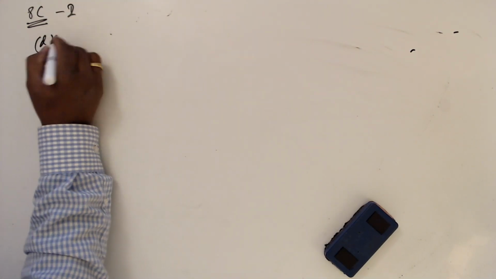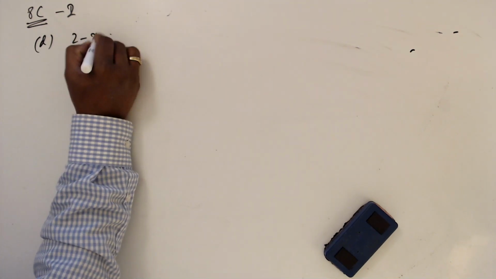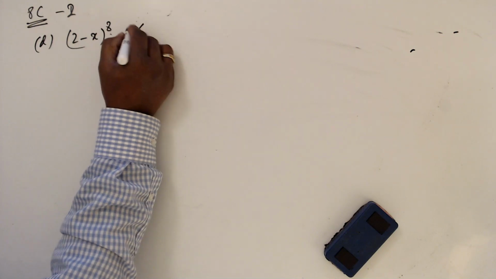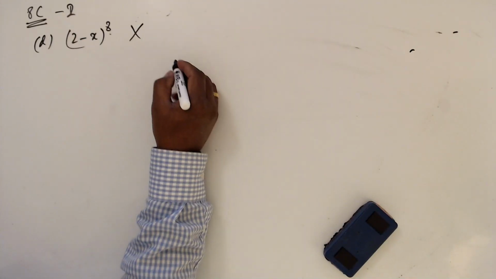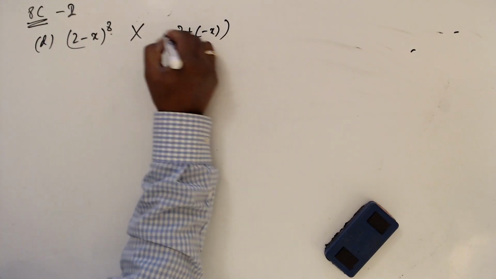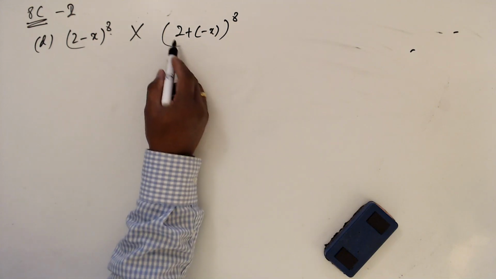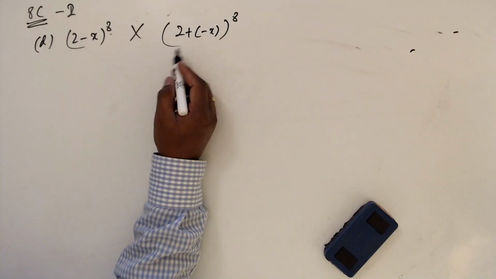Question D. (2 minus 6x)^8. We can't use the binomial expansion in this form; we will write it in the proper form. Since the first term is not 1, we have to be careful now.